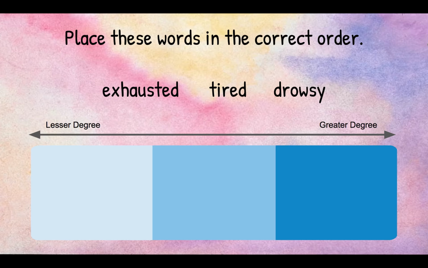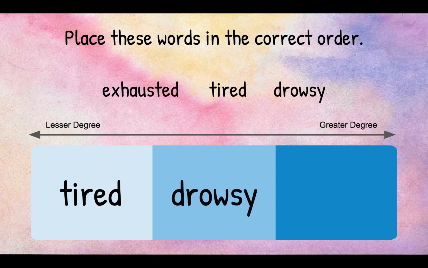Place these words in the correct order. Exhausted, tired, drowsy. Which will come first? Tired. What will come after tired? Drowsy. Exhausted will be last.